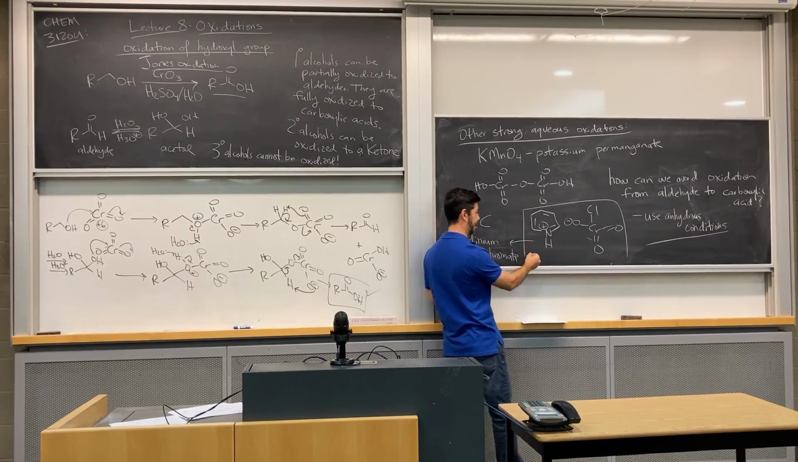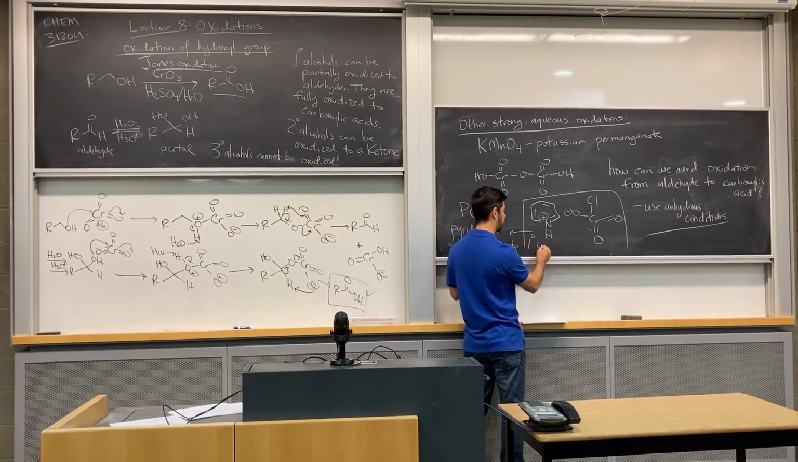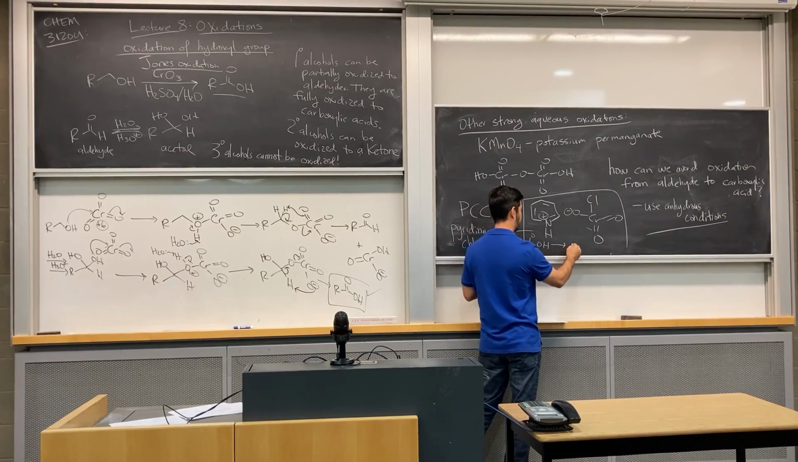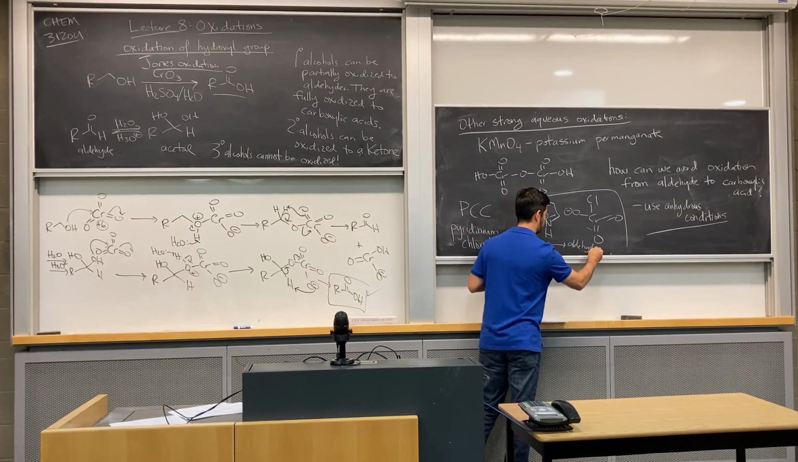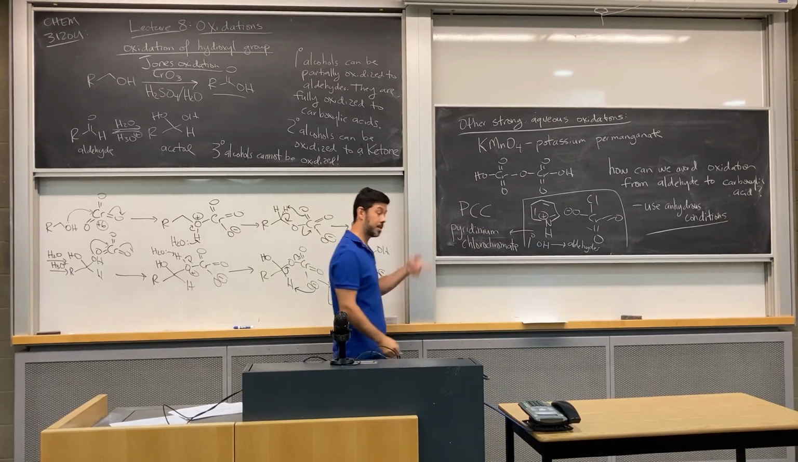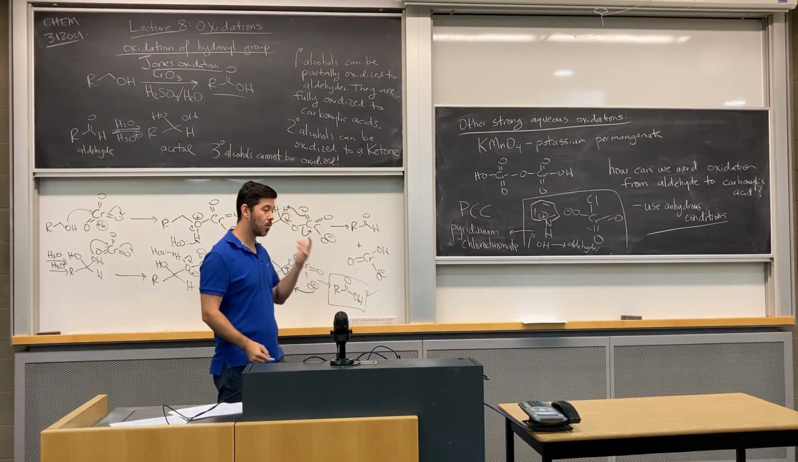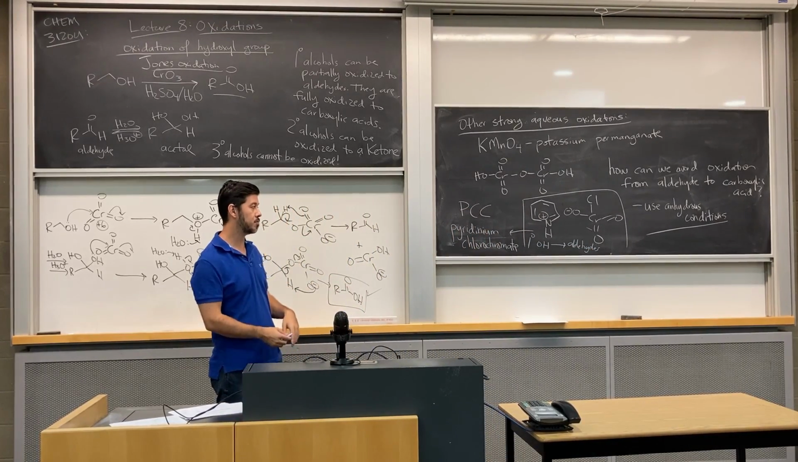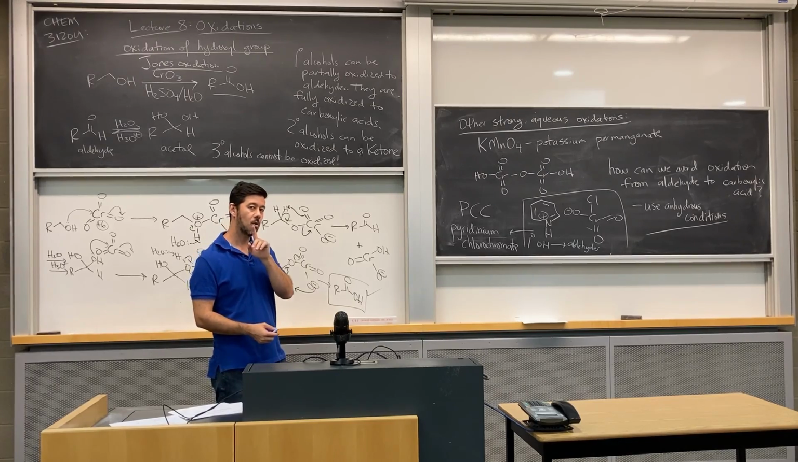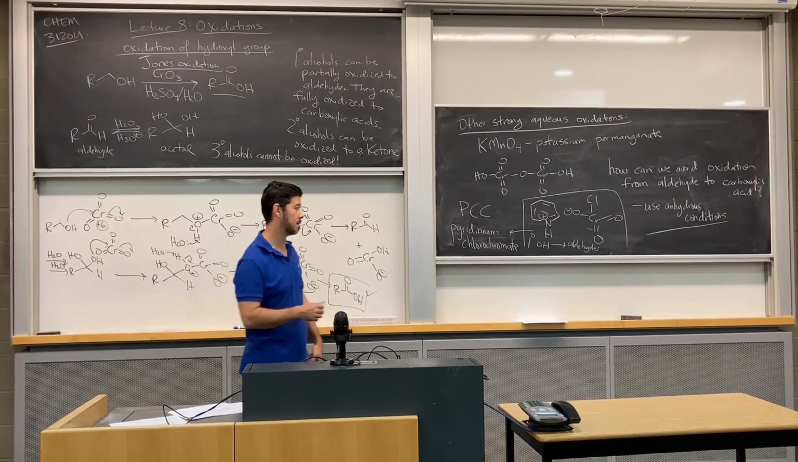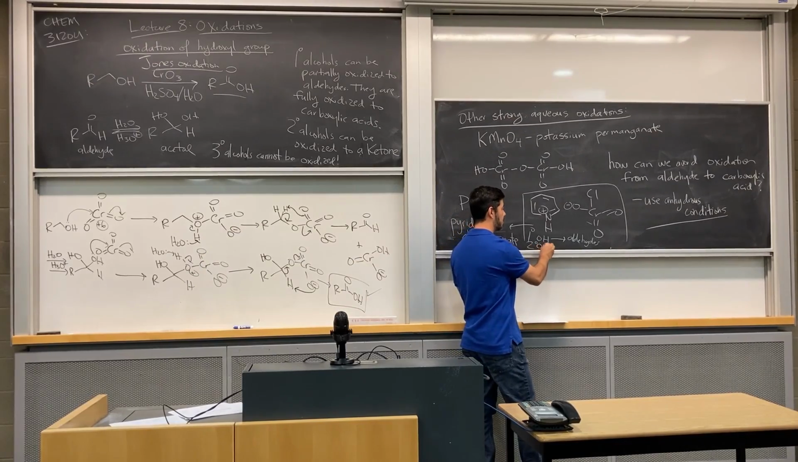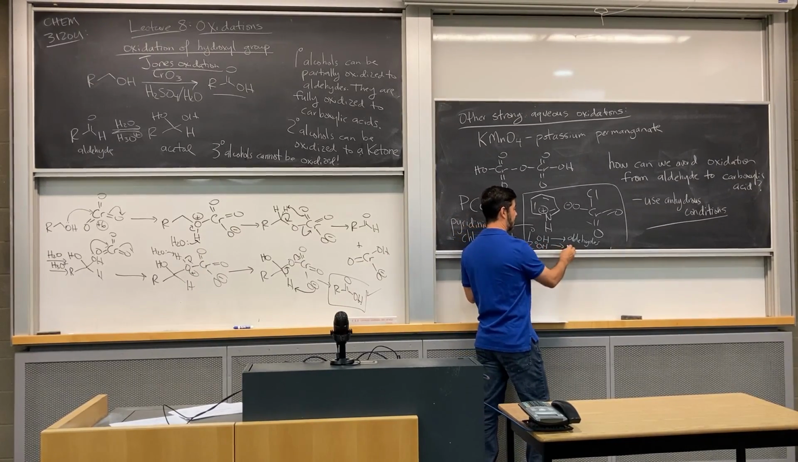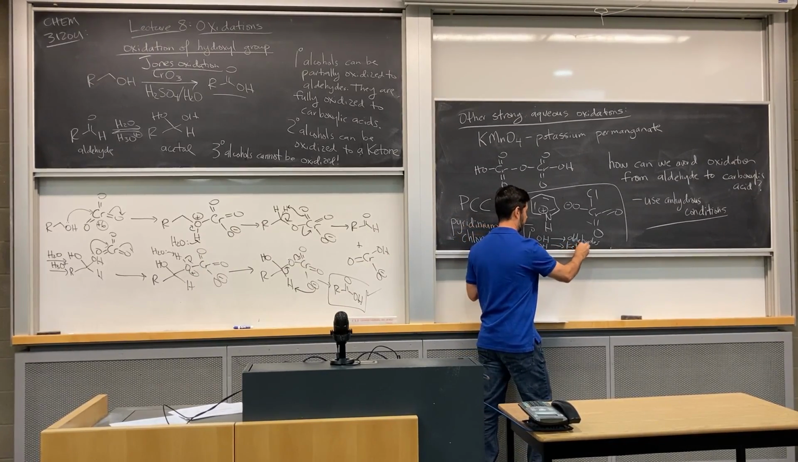Okay, so this is good at taking primary alcohols and making aldehydes. Now, if you're dealing with a secondary alcohol, it doesn't matter if you have water in there or not, because you can only oxidize it to a ketone. You can't further oxidize it. So this will naturally, of course, take secondary alcohols and convert them to ketones.